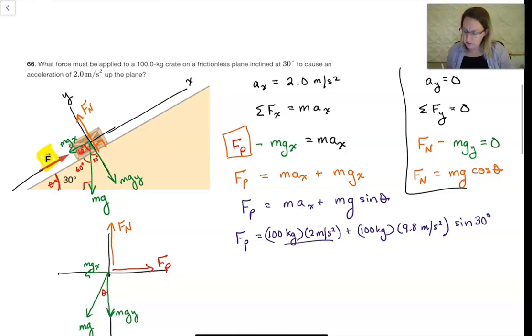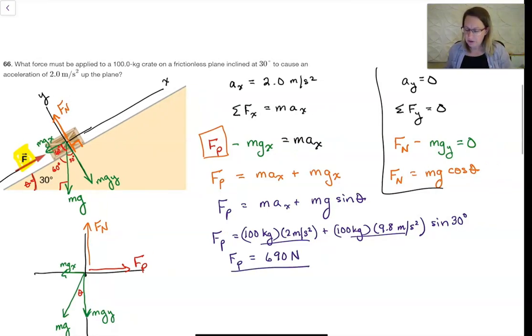This gives us a 200. This gives us a 98 times sine of 30, which would be 1/2. So that would give us 980 times a 1/2, 490. So this gives us a pushing force that's pretty substantial. It's right at 690 newtons. And that's what the problem asked for.